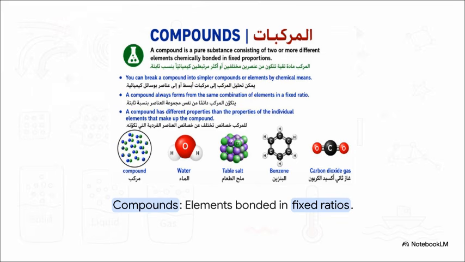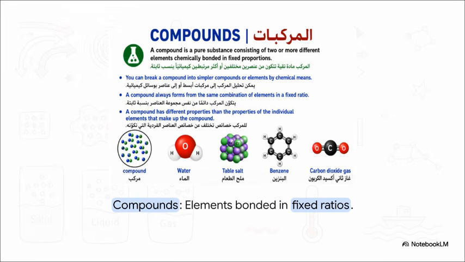Now, what's really interesting about this next part is what happens when those pure elements actually combine. A compound, or murakkab, is a pure substance consisting of 2 or more different elements that are chemically bonded in fixed proportions. Unlike elements, you can break compounds down by chemical means. But here's the real magic of chemistry. A compound has entirely different properties than the individual elements that make it up.